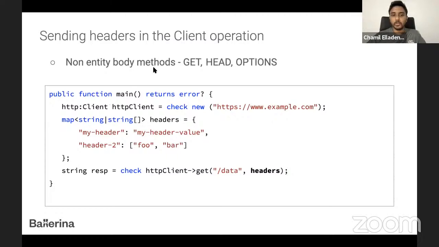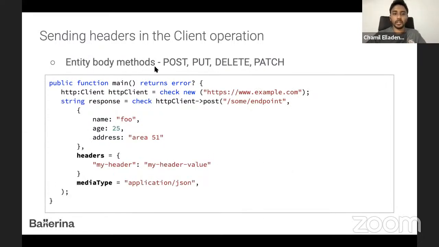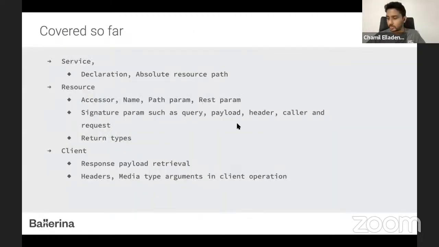The next part is having headers and the media type in the client remote methods. Non-entity body methods like get, head, options don't actually need the entity body, so we have introduced the header field for that. They can simply send headers in here. If you specifically want to send a payload with the get request, you can still use the execute method of the HTTP client. For entity body methods like post, put, delete, patch, we have introduced two arguments, the headers map and the media type. We have taken out the media type and special-cased it. Those are some of the changes that we wanted to cover during this call.